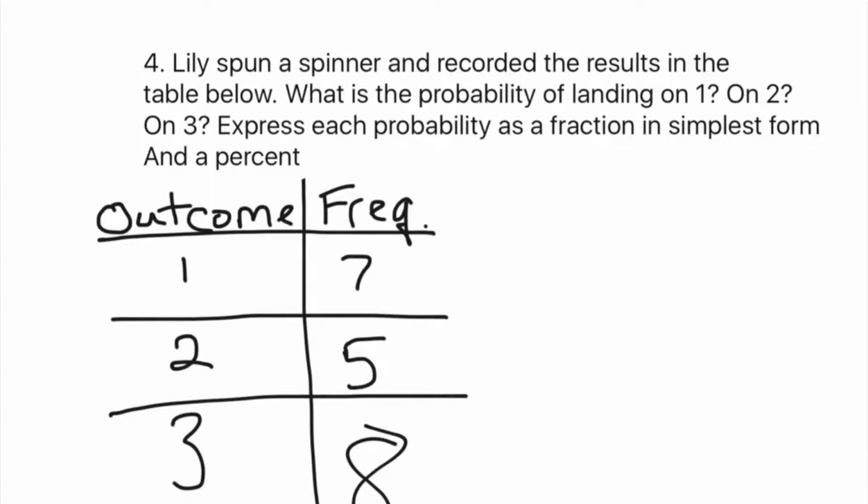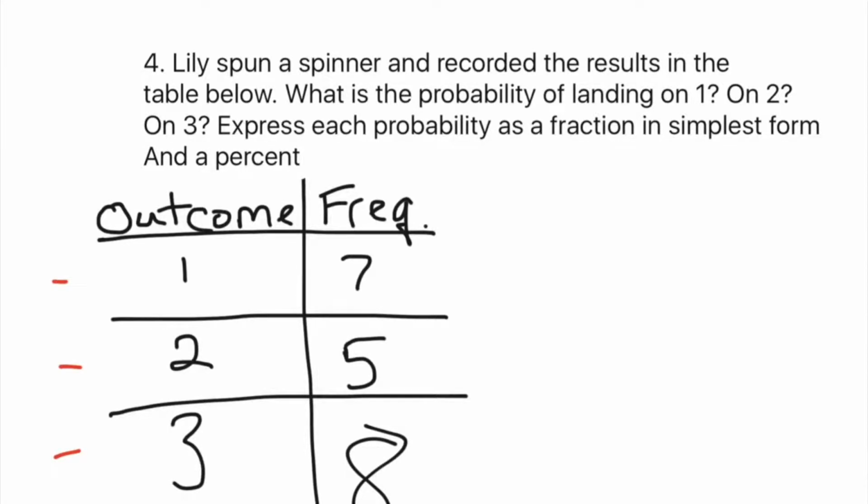Problem number 4. Lily spun a spinner and recorded the result in the table below. What is the probability of landing on 1, on 2, on 3? Express each probability as a fraction in simplest form and a percent. So if you look on the left, here's all the outcomes. She could have gotten a 1, a 2, or a 3.